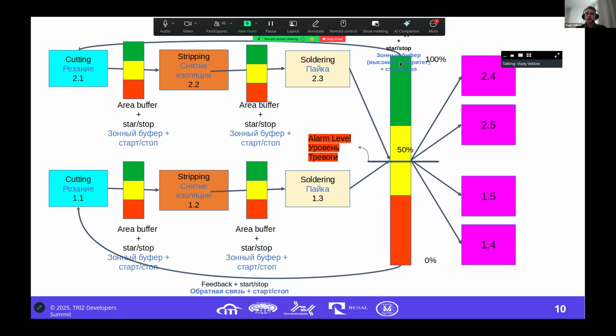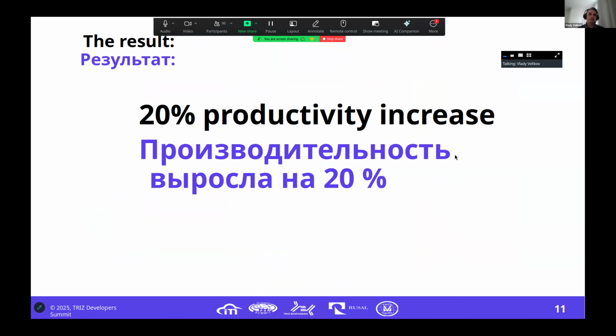Of course, the size of all the area buffers is controlled empirically. When they see that it is very big, they can reduce it, and vice versa. When they see that it is small, they can increase it. And the result was that we increased the productivity by 20%. I want to tell you that in the first project done by TRIZ, we increased the productivity by 35%. And there I saw that TRIZ is working very well.